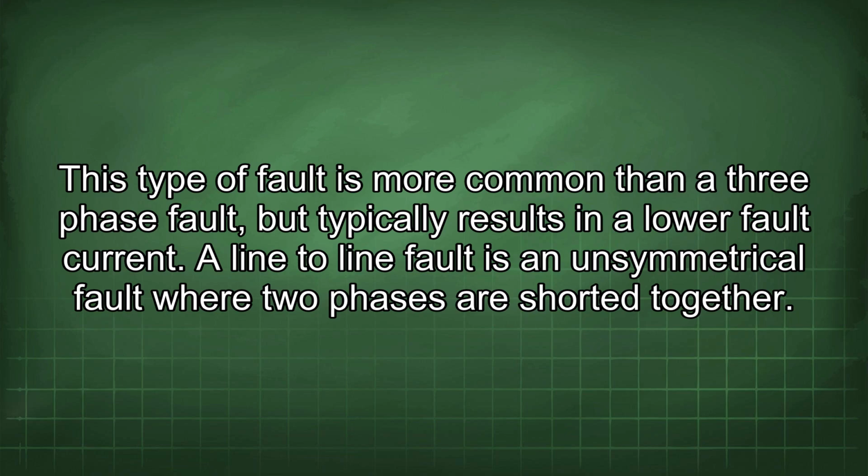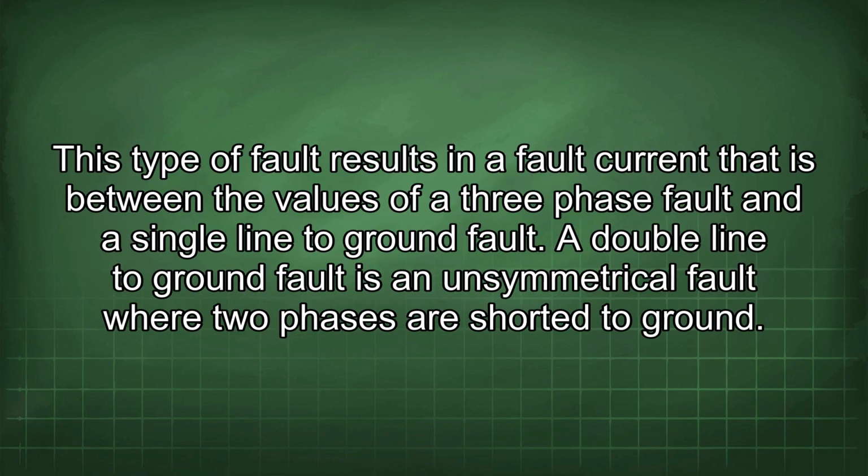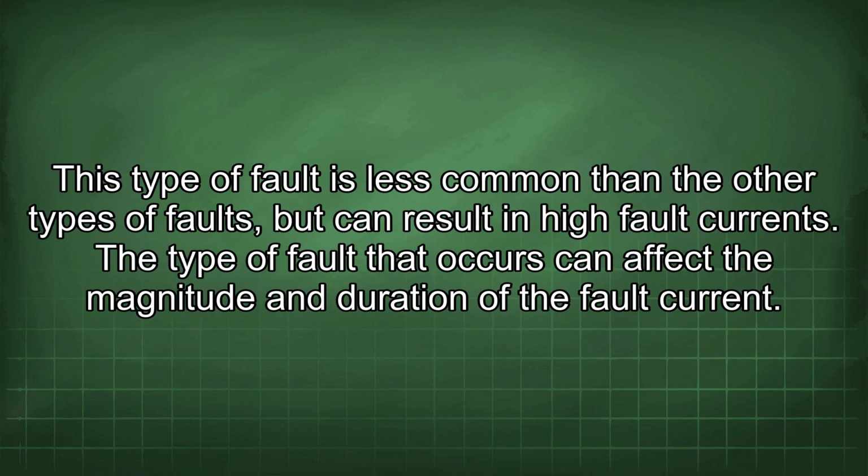A line-to-line fault is an unsymmetrical fault where two phases are shorted together. This type of fault results in a fault current that is between the values of a three-phase fault and a single line-to-ground fault. A double line-to-ground fault is an unsymmetrical fault where two phases are shorted to ground. This type of fault is less common than the other types of faults, but can result in high fault currents.